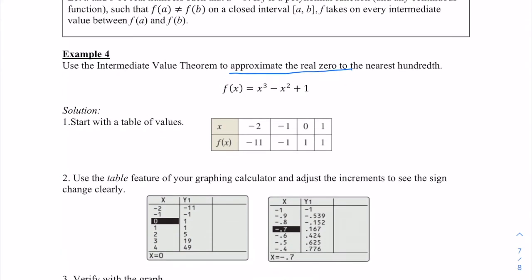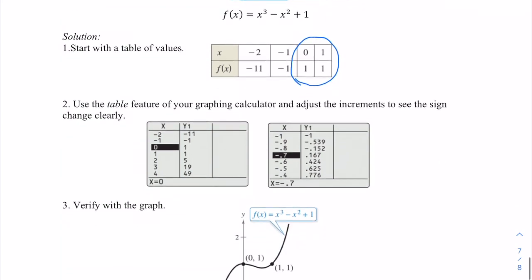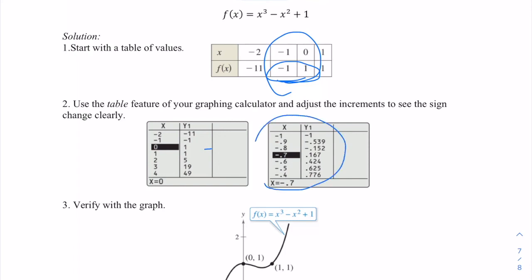So for this one, we're using our tables to approximate the real zeros. So we could start by plugging in some values, -2, -1, 0, 1. And you can see right here, they start to be pretty close, right? So somewhere between those two values, because there's a change in the y from negative to positive, there's going to be a 0. So you can plug that into your table here. You can see the values, and you can adjust those increments to get even more values.